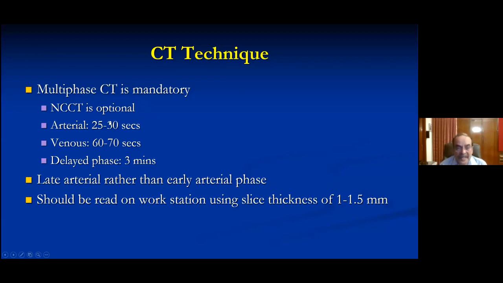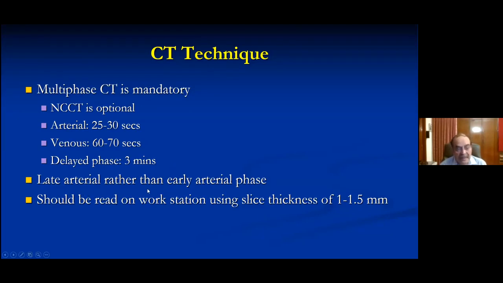Remember, all these timings are taken from the beginning of the contrast injection, which is injected using a pressure injector. Then the venous phase or the portal venous phase comes at about 60 to 70 seconds, and then we acquire a delayed phase at 3 minutes. And the behavior of the lesion across these three phases really helps you in trying to characterize the lesion.